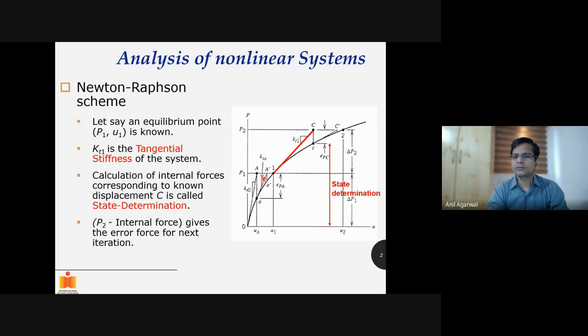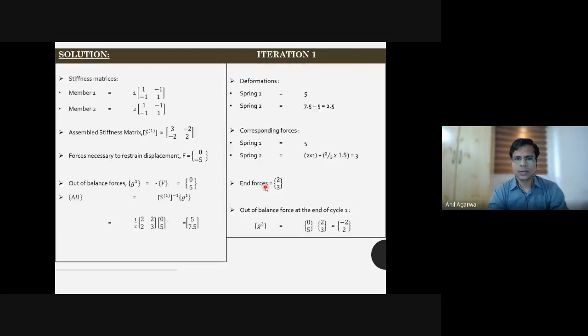You calculate the new stiffness matrix, or new tangential stiffness that is, and then calculate the new displacements. And then for those new displacements, you calculate the internal deformations and internal forces. That is again the second iteration, state determination. Once you know the internal forces, you add all of them, and you will see that some of them will cancel out, but some of them will not cancel out, and that is again the imbalance. And that's how you keep going until the errors are very small, to an acceptable level.